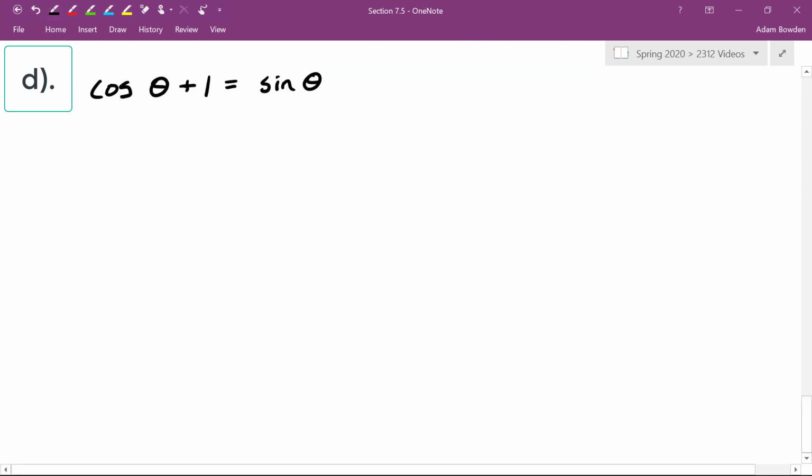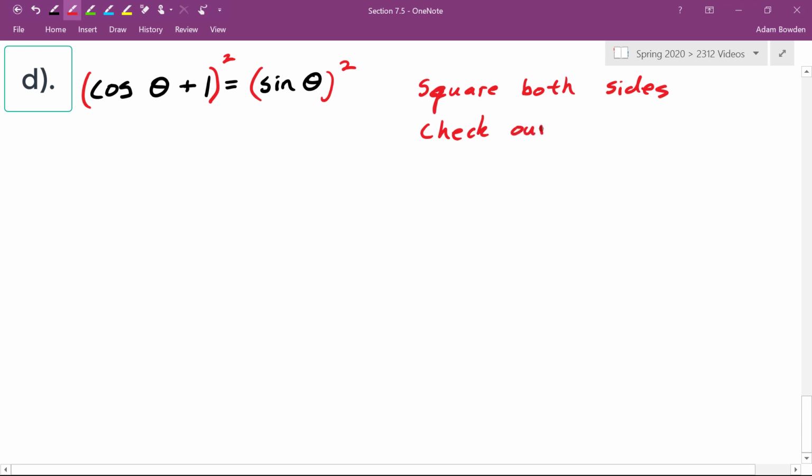This one is cosine theta plus 1 equals sine theta. Now this one, we don't have any identities or formulas that apply to it, so we're going to have to take a different strategy. The strategy that'll help us out here is if we square both sides. So I'm going to square this side here and square the other side. Now if we square both sides in any equation we're trying to solve, we need to make sure we check our solutions, because squaring both sides can possibly introduce an extraneous solution into our results.